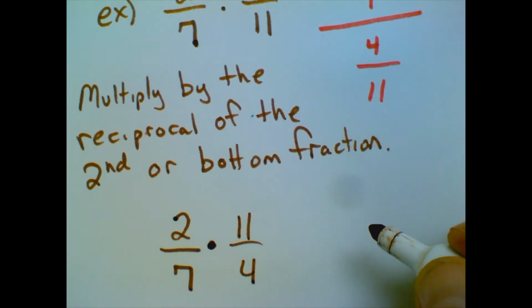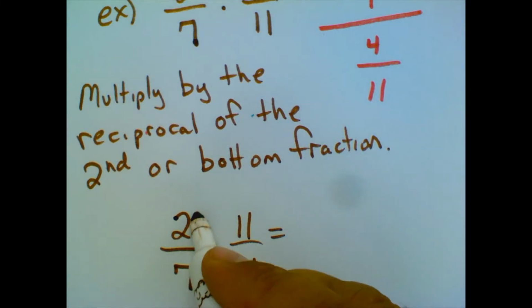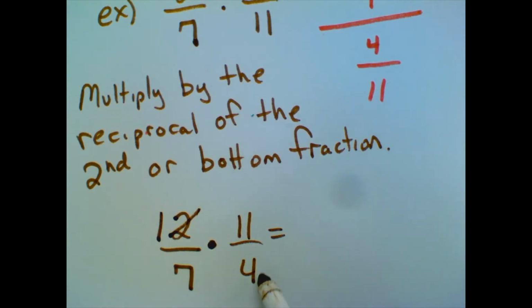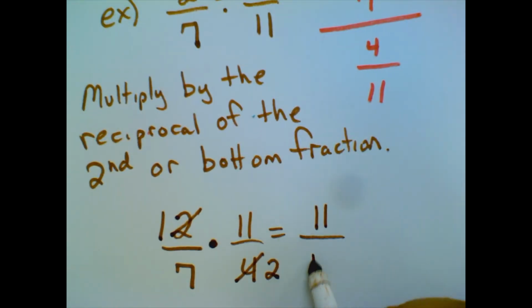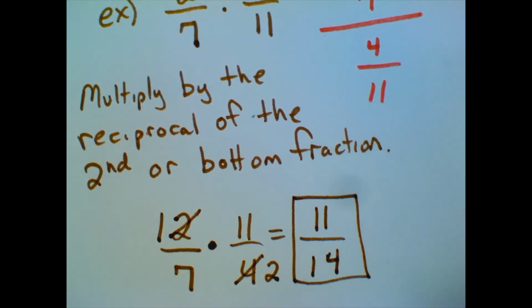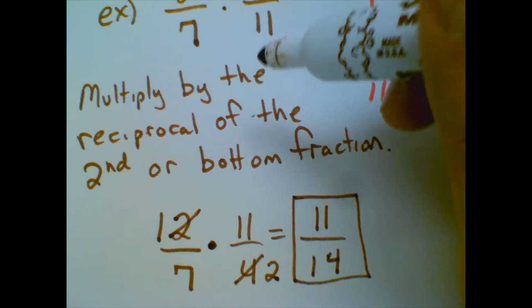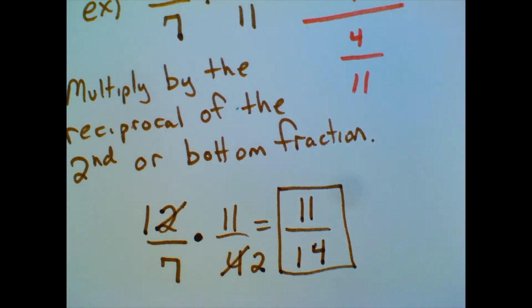Okay, and now it just becomes a multiplication problem. If you want to do the shortcut to reduce first, find common factors on the top and the bottom. Sure enough, 2 and 4 share a common factor of 2. 2 goes into itself one time. 2 goes into 4 twice. Doesn't look like we have any other factor pairs, so multiply across. 1 times 11 is 11. 7 times 2 is 14. So our quotient of 2/7 divided by 4/11 would be 11/14.